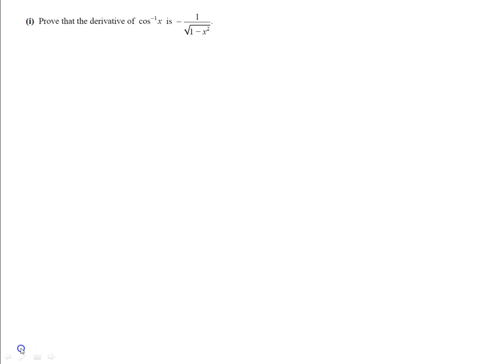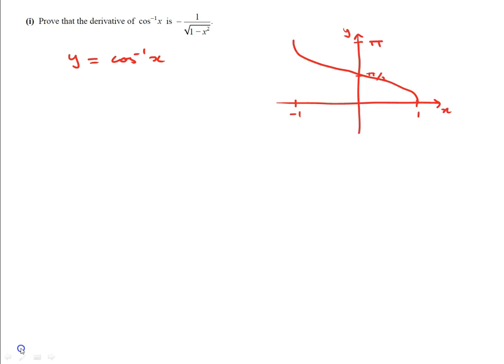So, for our first example, we are going to have to prove that the derivative of cos to the minus 1 of x is minus 1 over the square root of 1 minus x squared. So, if we have y equals the inverse cos of x, and then we've got the graph there, which we have met in unit M3, that's unit 3 of the mathematics specification. And we know that if y equals inverse cos of x, that's the same thing as cos y equals x.